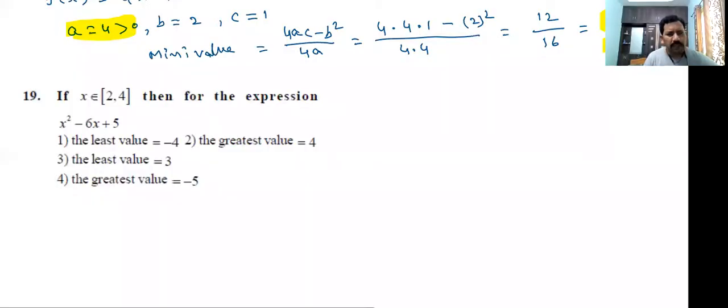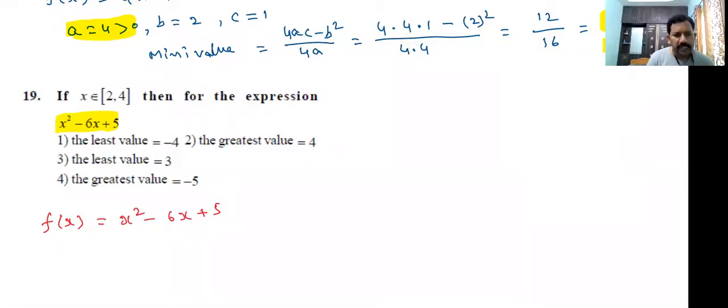X belongs to 2 comma 4. Then for the expression x square minus 6x plus 5, f of x is equal to x square minus 6x plus 5. The options given are least value minus 4, greatest value 4, least value 3, greatest value minus 5, like that. What is the value of A here? 1. It is greater than 0. So we get the least value only, the minimum value.